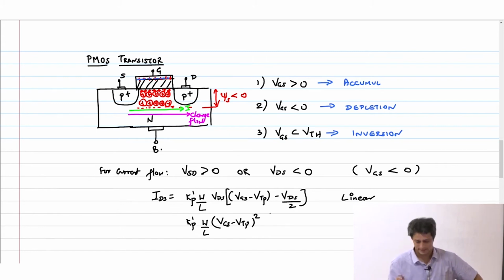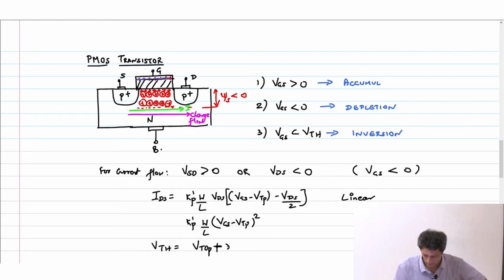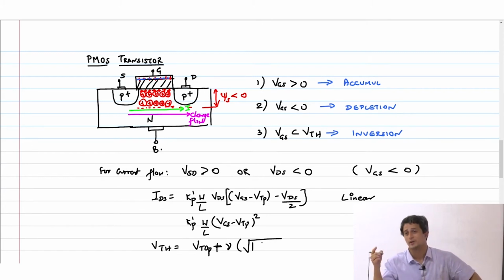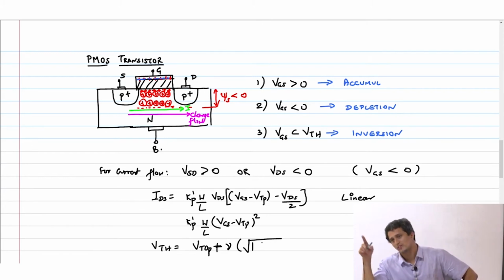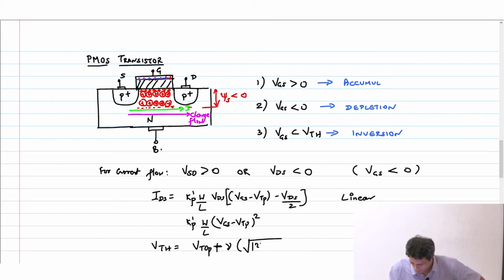Similarly, the equation for threshold voltage will also not change, it will just be VT naught P plus gamma times root of, this is where the mod is important, because psi s becomes negative, you have to put root of mod of that. Psi s plus VSB, again it doesn't change, minus root of mod psi s.